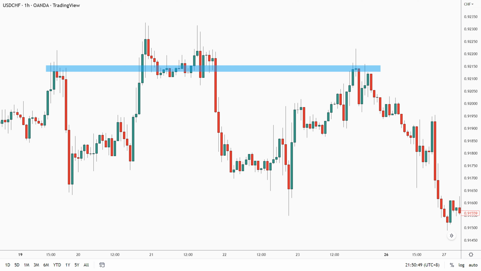Now, what makes it a key level resistance? And not just a resistance level. By counting the number of price reactions, we can distinguish if the level is a key reversal level, or just a simple and plain price level.